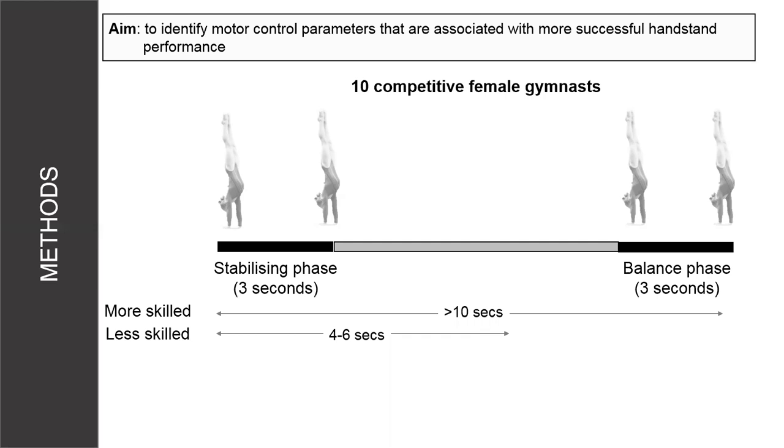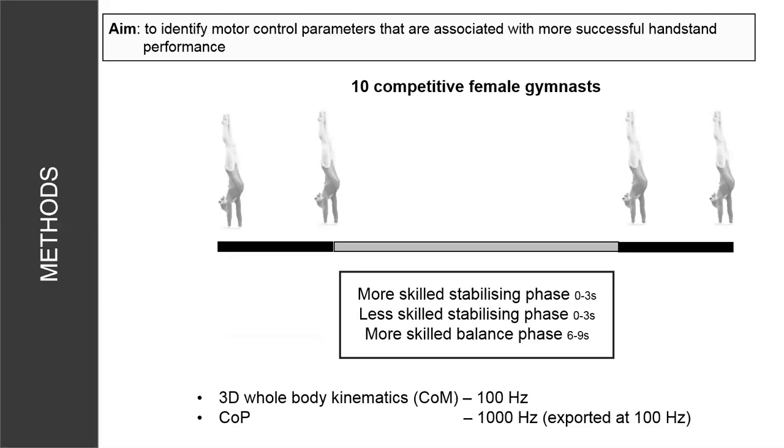And we were interested in looking at this initial stabilizing phase of these handstands. So once the gymnast entered into inverted stance, we took the first 3 seconds following the achievement of that posture and termed it the stabilizing phase. So we collected data on the stabilizing phase for both groups. And then we wanted to have a comparison in terms of a phase in which balance was maintained. So we also collected 3 seconds of data from the more skilled gymnasts in what we termed a balance phase.